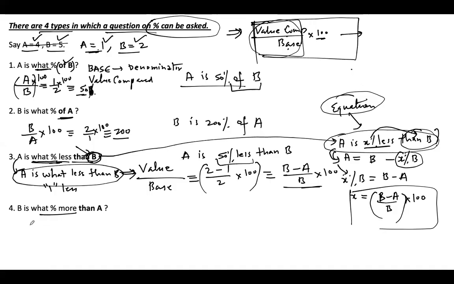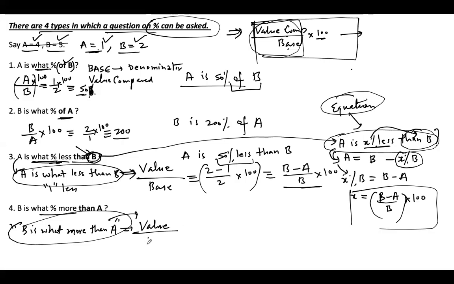Similarly, B is what percent more than A? You should think first, B is what more than A? So again, B minus A, this is the value that we are comparing, divided by the base. What is that value? Again, 2 minus 1. But the base here, A, changed. 1 into 100, which is 100%. So B is 100% more than A.